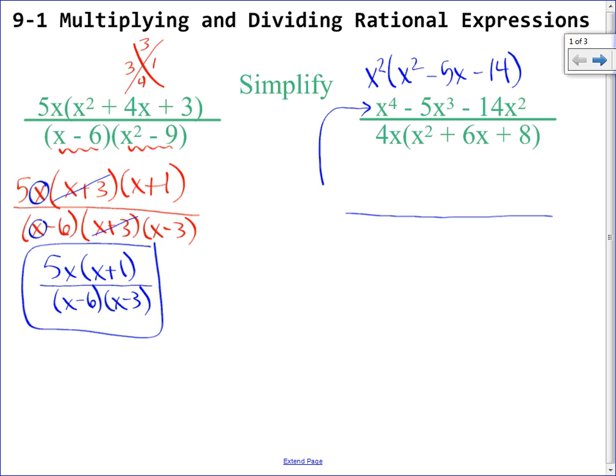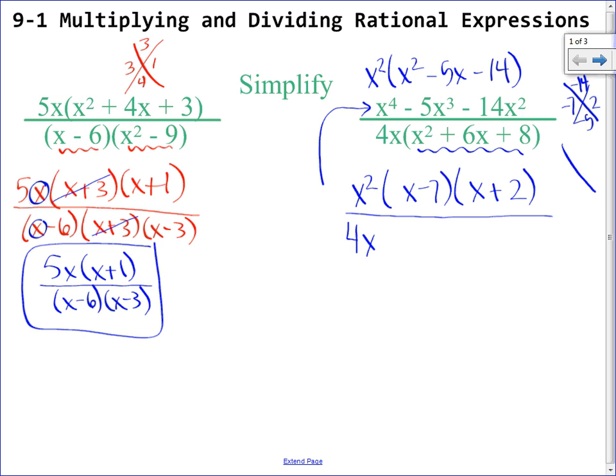So we're going to factor what's in the parentheses there. What two numbers work with that? -7 and 2. So we've got x squared. Don't forget that. We've got x minus 7, x plus 2. On the bottom, we've got 4x, and then we can factor this. 4 and 2 work. So we get everything completely factored. That's always your first step.